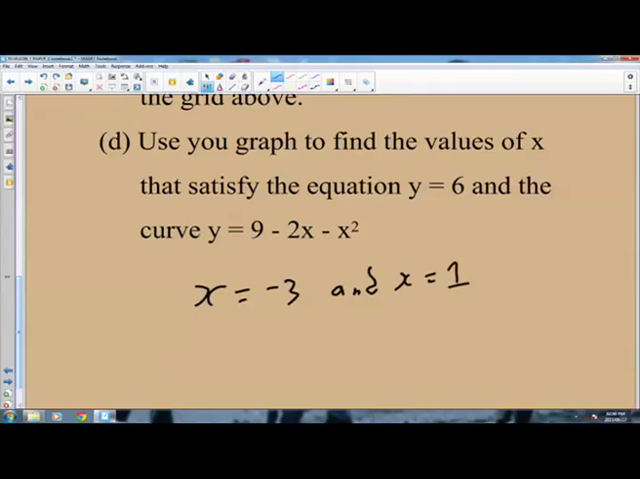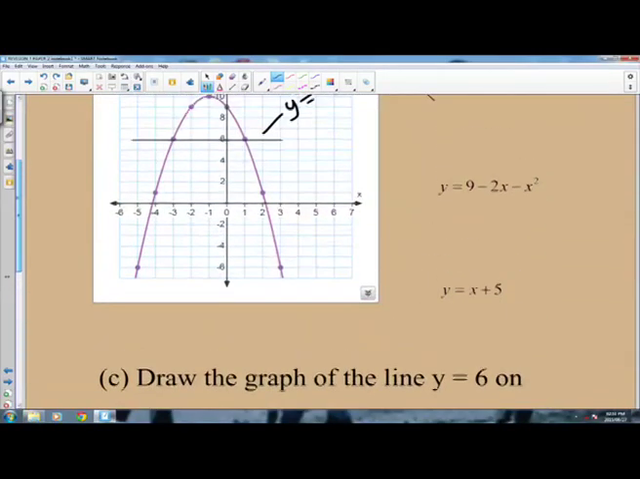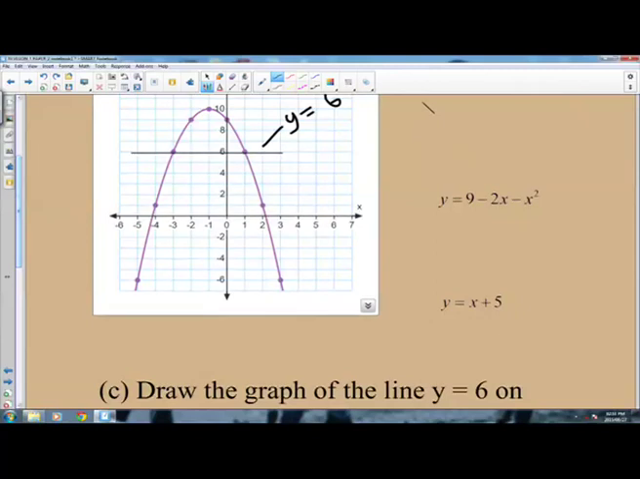You are to make sure that you use the answers from your graph. It is very important that you use the answers from the graph, because the question says use your graph to find the value of x that satisfies the equation y equals 6 and the curve y equals 9 minus 2x minus x squared. And remember, to find the solution to this, you simply look at where the line that you are asked to draw cuts the curve. In this situation, we can see that the line is cutting the curve at x equals -3 and at x equals 1. So those are the solutions.